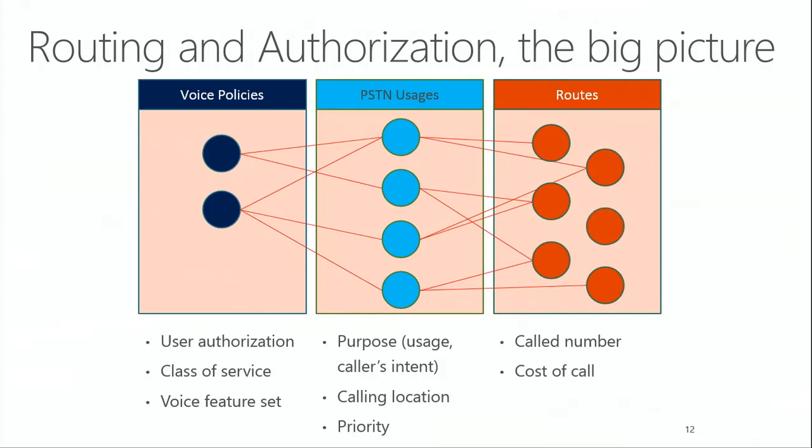And here you can see on the right-hand side, on the routes, that the routes can be associated with multiple PSTN usages. We will look into the scenarios on that. And the same with the voice policies: voice policies can also be associated with multiple PSTN usages.